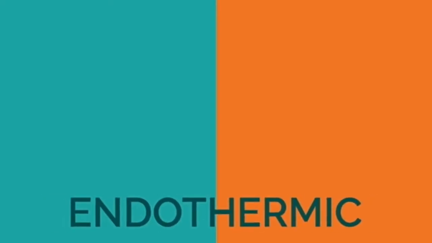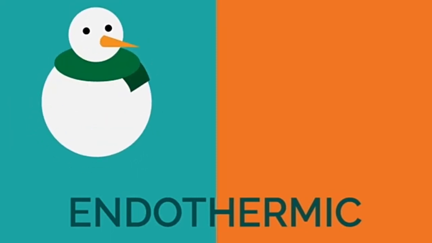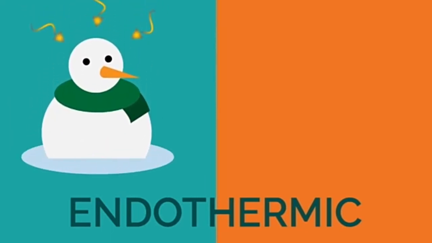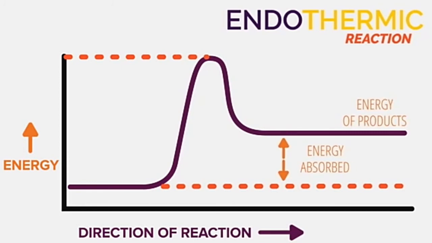Endothermic reactions can also be seen in physical processes. When something melts, it goes from a solid to a liquid. For this to happen, bonds need to be broken, and to break bonds, energy needs to be put in, like our melting snowman. Boiling is also endothermic because energy needs to be put in to break the bonds for the liquid to turn to gas. Because in endothermic reactions energy is added to the reaction, the energy of the products is higher than the energy of the reactants, and so the energy curve looks like this.